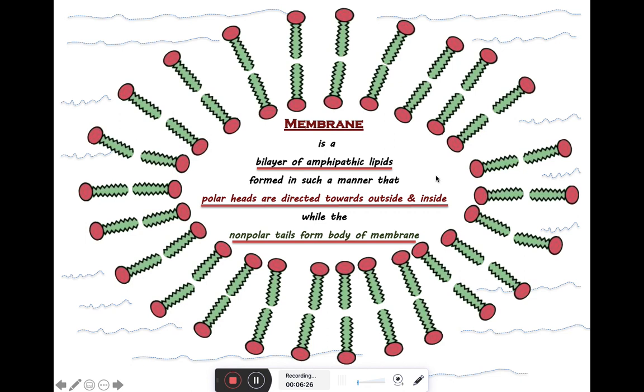Secondly, in micelles, the core is non-polar and the surface is polar. But in membranes, the core is also polar and the surface is also polar. This is the basic structure of the membrane, the bilayer of amphipathic lipids. All the membranes have the same structure. It may be the plasma membrane, mitochondrial membrane, nuclear membrane, lysosomal membrane, or endoplasmic reticular membrane. Any membrane has this structure, the bilayer of amphipathic lipids.